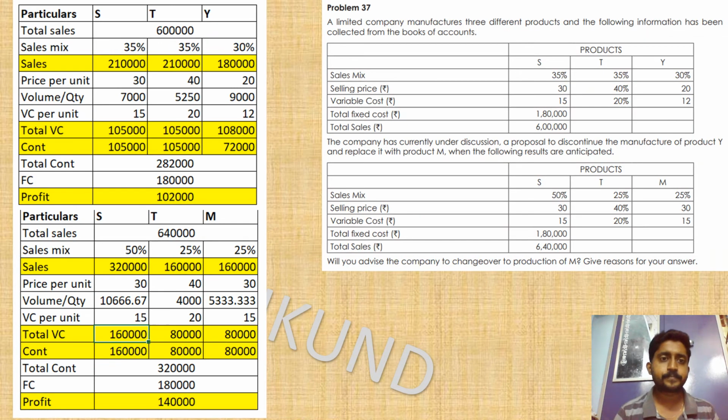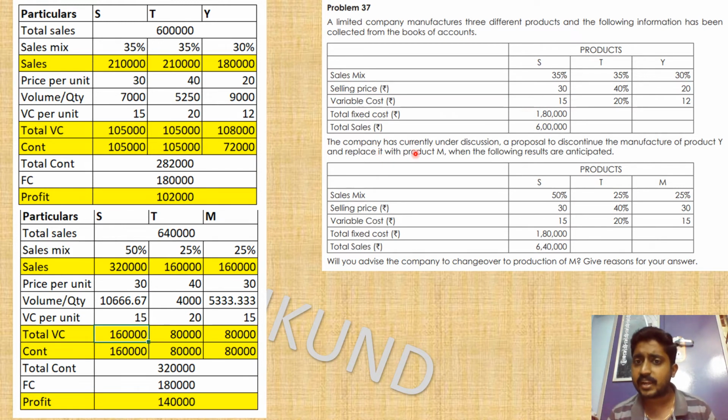Let's move to the next one. A Limited company manufactures three different products, and the following information has been collected from the books of accounts. There are three products, S, T and Y. Sales mix is given, selling price is given, variable cost is given. So from selling price and variable cost we can find the contribution. Total sales is also given, and with the sales mix we can find the sales of each product. Fixed cost is also given, 1.8 lakhs.